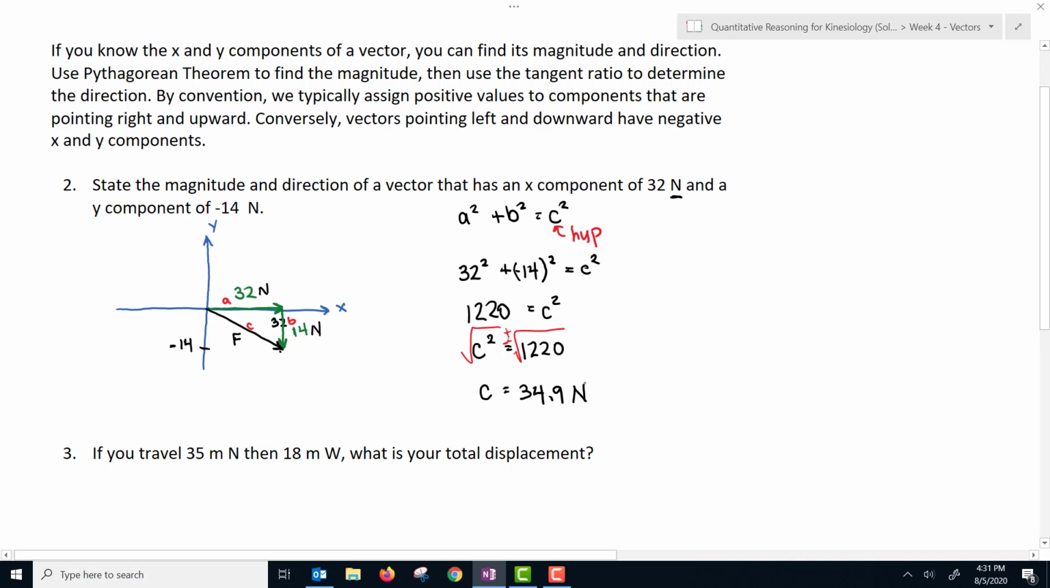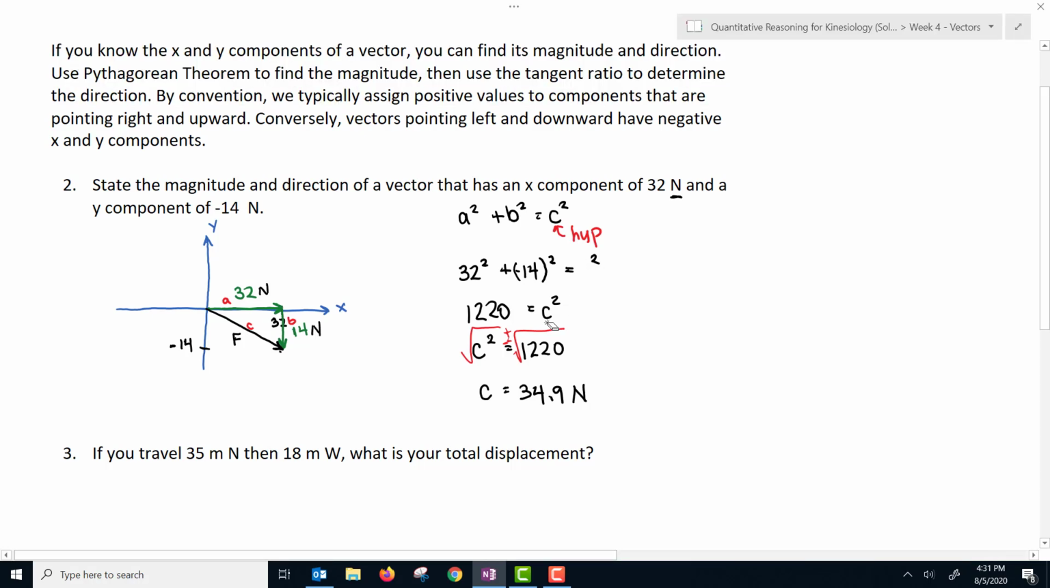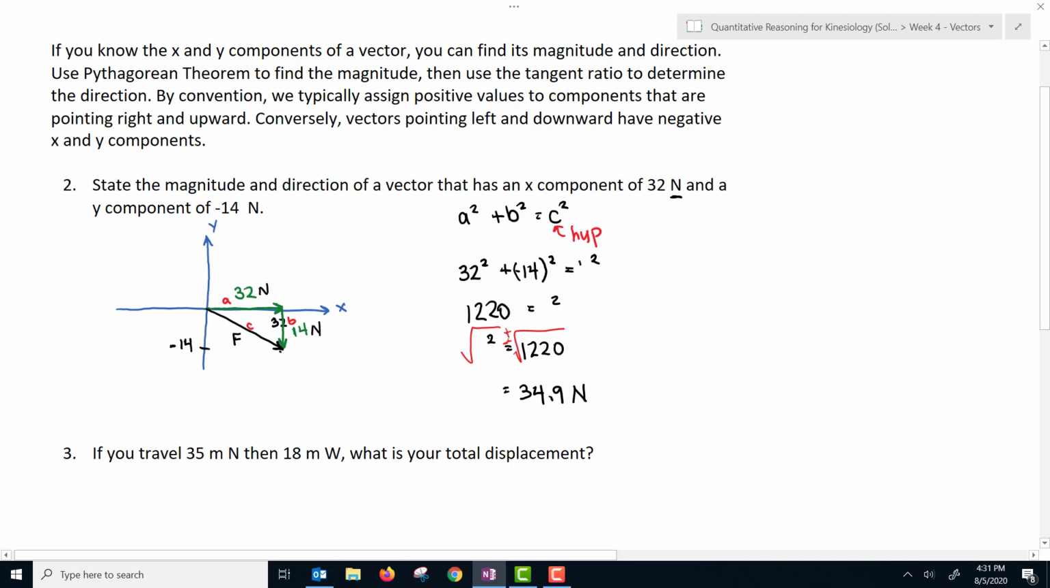Okay, now I labeled my C as F, so I really shouldn't have called it C all along. I should have been calling it an F here. So I'm just going to rewrite that as F instead. So I just solved for the force, which I labeled as an F. Now that's just the magnitude, which is the length. I also need to find the direction.